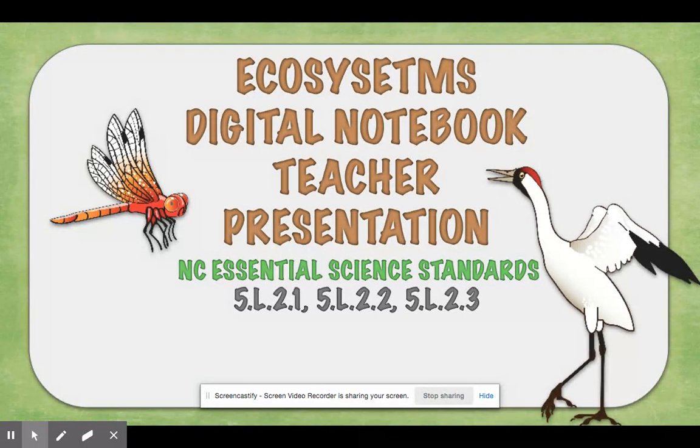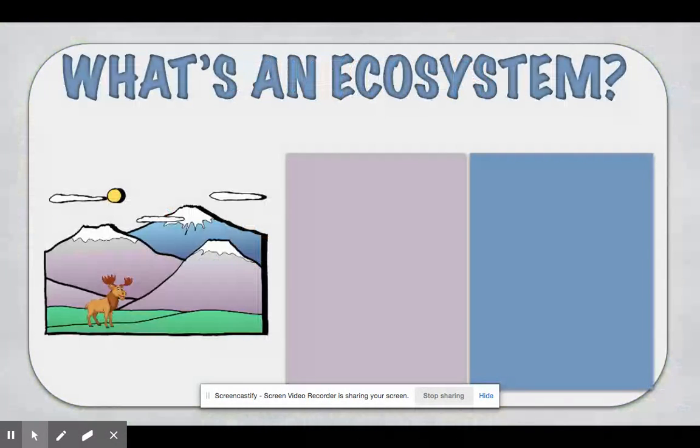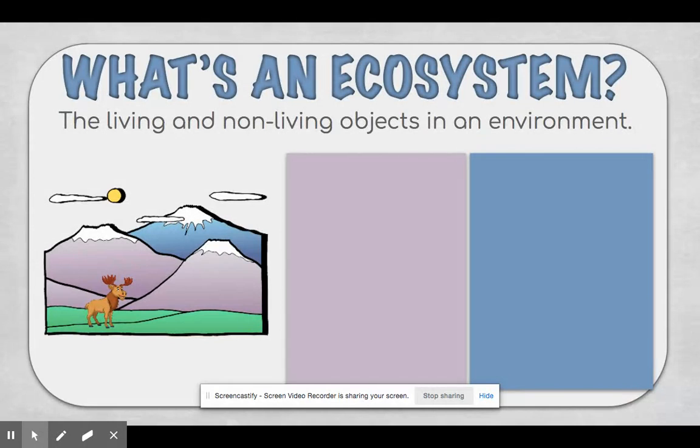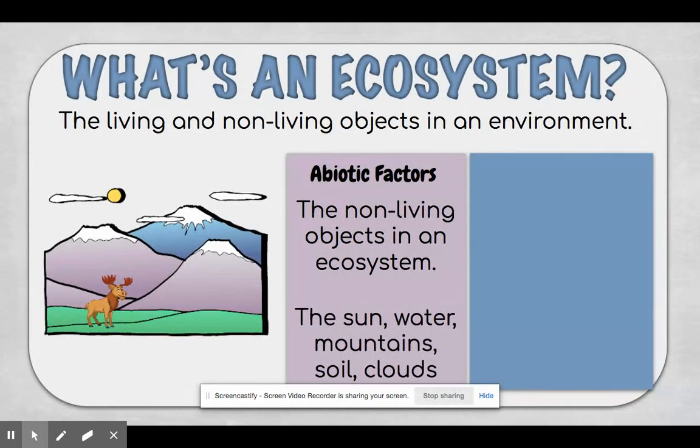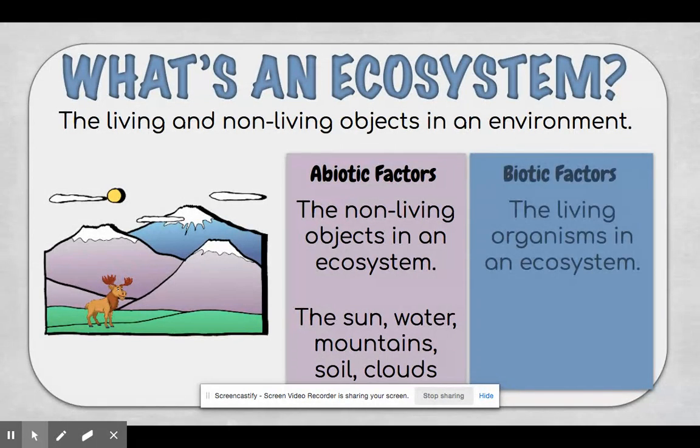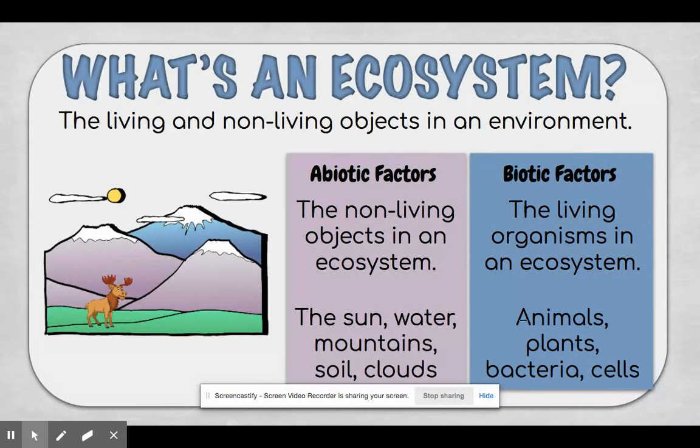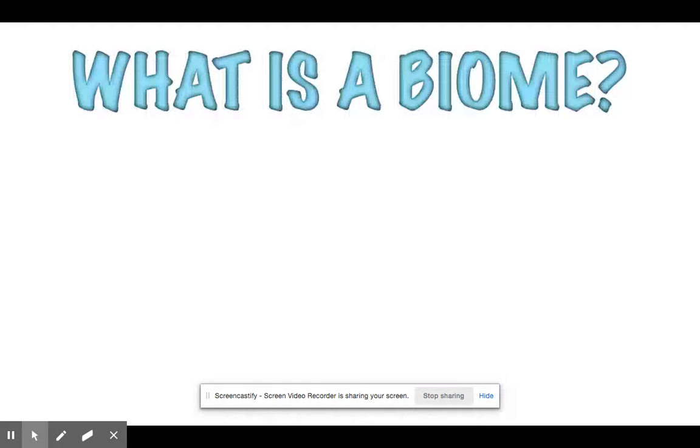There we go. So, what is an ecosystem? An ecosystem is the living and non-living objects in an environment. So there are non-living things there, such as the sun, water, mountains, soil, clouds. And there are also living things there, such as animals, plants, bacteria, and cells. I believe we've covered this slide together, and you guys have actually filled this slide in before.